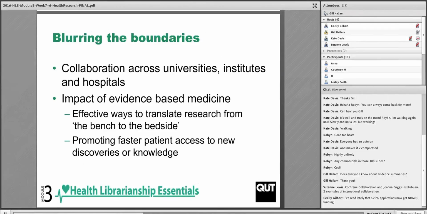So, of course, it's not as clean-cut as all of that. The push for collaboration means that there's a lot of interaction between the universities, the research institutes, and the clinical environment of hospitals. The impact of evidence-based medicine is very much about working out ways to translate research more rapidly from the research environment, from the lab, from the bench, to the bedside, and to ensure that patients benefit from new discoveries and new knowledge in a speedier way.